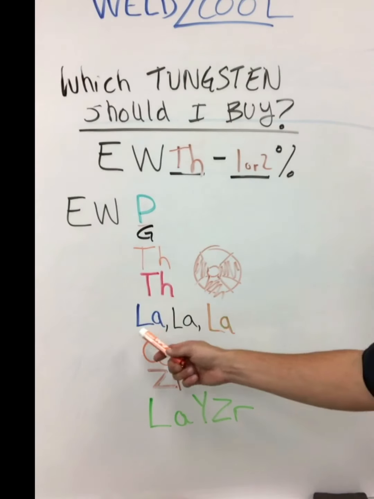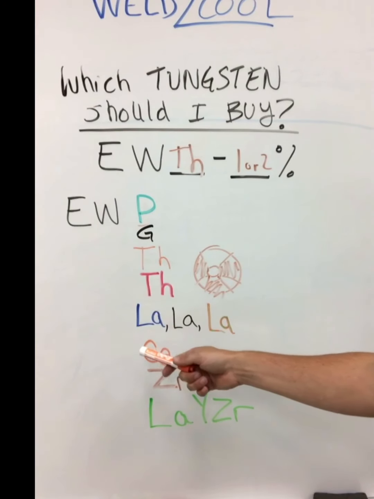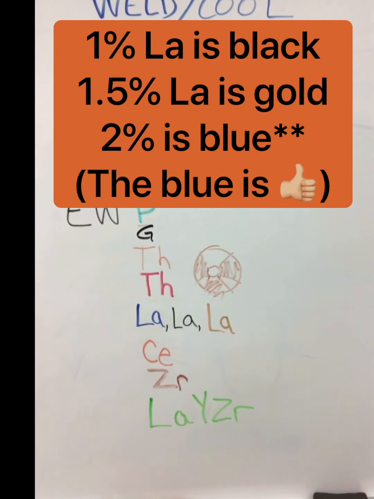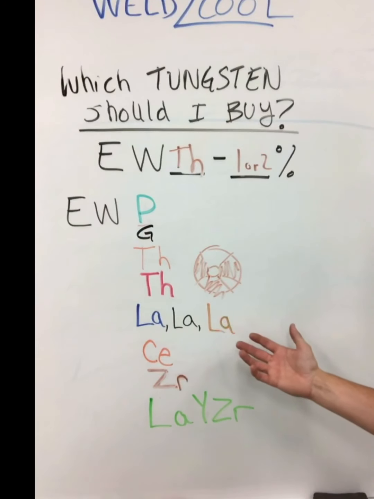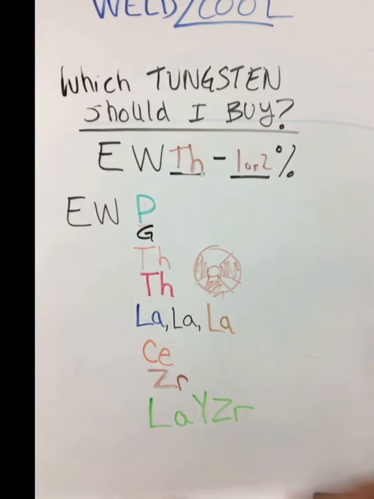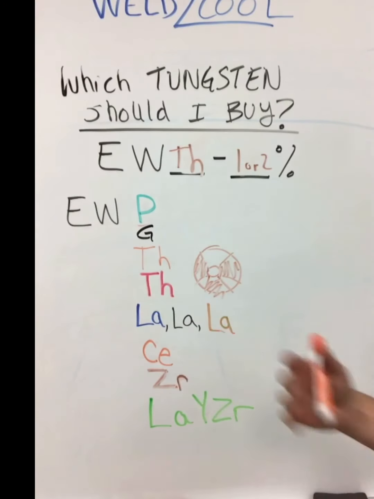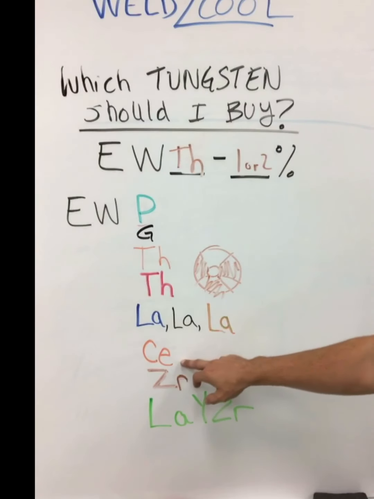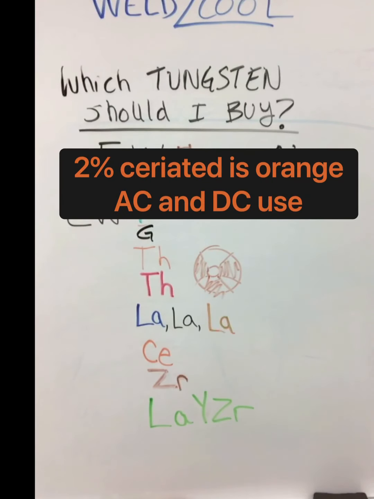Okay, lanthanum comes in a couple different types. You'll have a blue, a black, or a gold, and it'll be 1%, 2%, and 1.5%. I am a huge fan of the 2%, the blue, the 2% lanthanated. It's a phenomenal rod. I've had a lot of really good luck with that rod personally. When we talk about longevity, you grind it, you weld, you don't contaminate, and the thing just lasts and lasts. Ceriated is what we use here at our school quite often. It's just a general purpose rod.